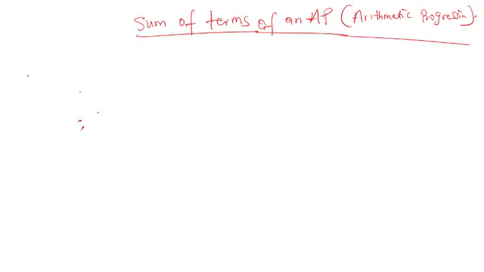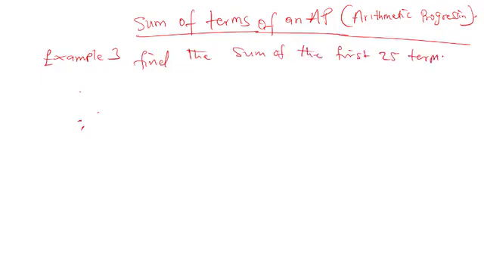Now we will call this example number 3. Find the sum of the first 25 terms of the AP. What's the AP here? The AP here is 3, 10, 17.